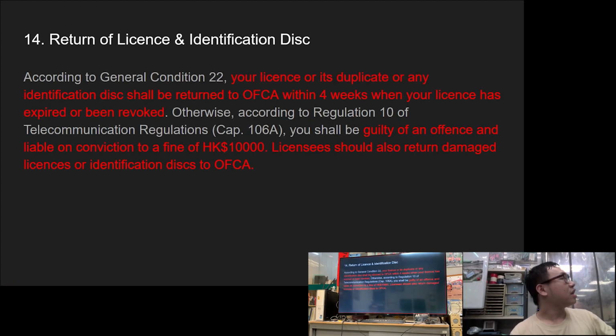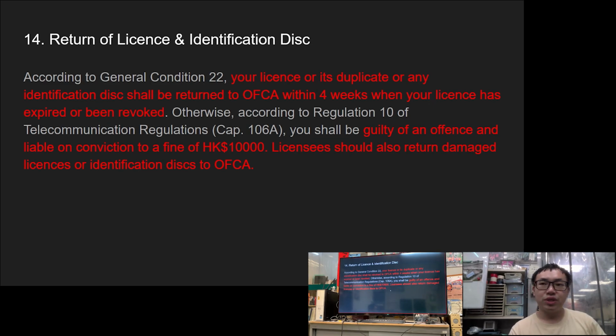Okay. If you don't want to continue your license, you have to send back all the identification discs, the labels stuck on your car or on your handheld radio, your duplicate license, or the original copy of your license within 4 weeks, before it expires or is revoked. Even if you want to apply for a new license because it is damaged, you have to tell OFCA. Otherwise, you are fined $10,000. Okay. You should also return the damaged license or identification disc to OFCA.